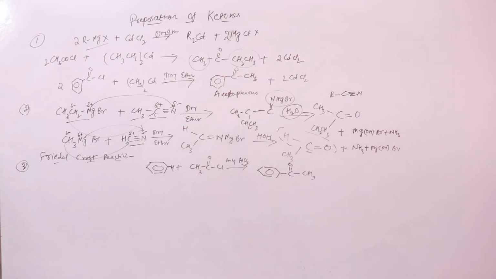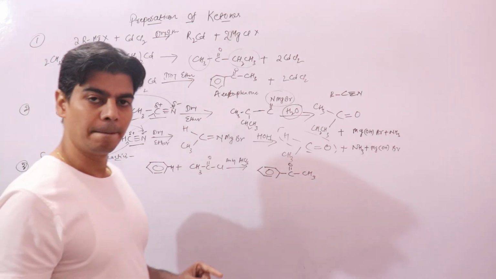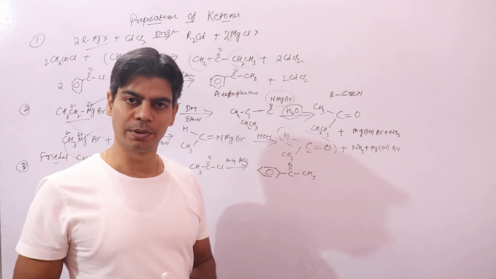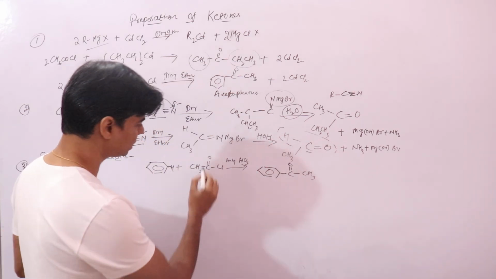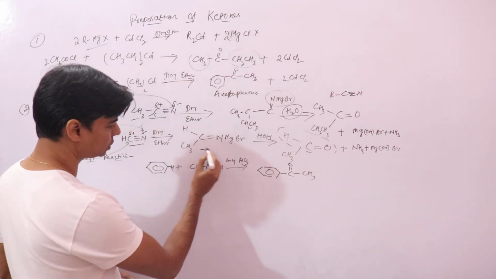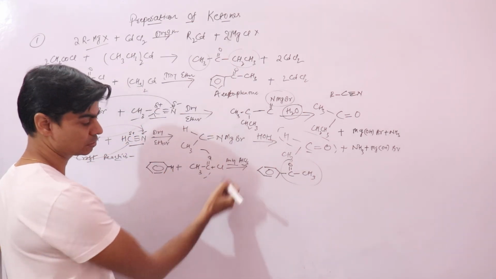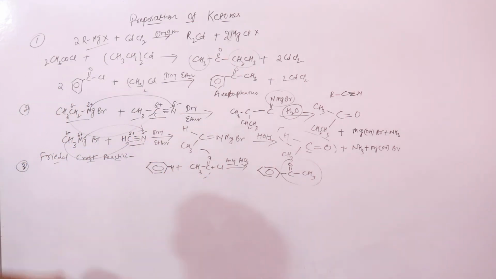So what we have basically done is, like I said, the Friedel-Crafts reaction is a way to introduce an acyl group into the benzene ring. So this is your acyl group. We have just introduced this entire acyl group into this benzene ring through this reaction in presence of anhydrous aluminium chloride. Right? This is the basic idea of this reaction.